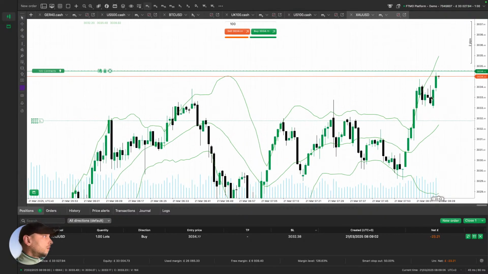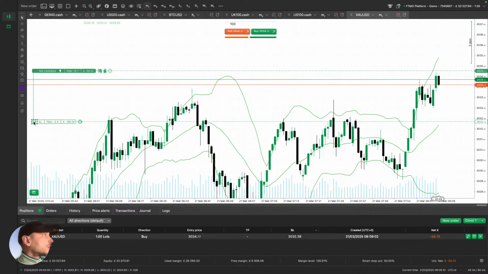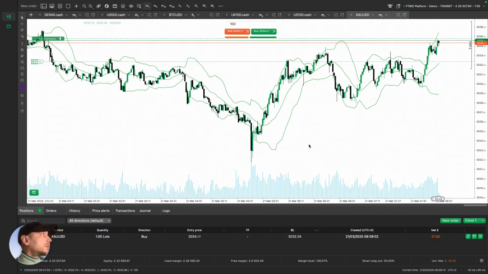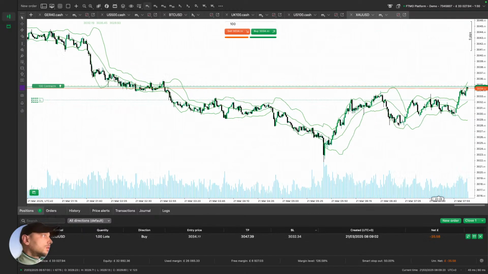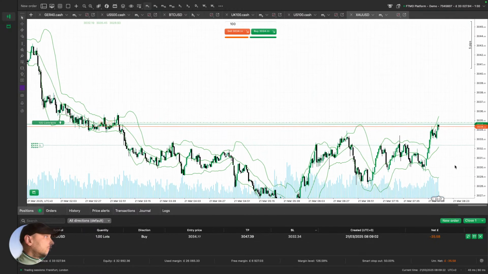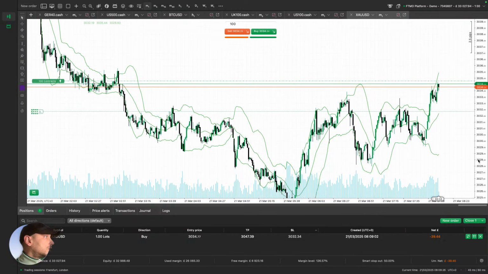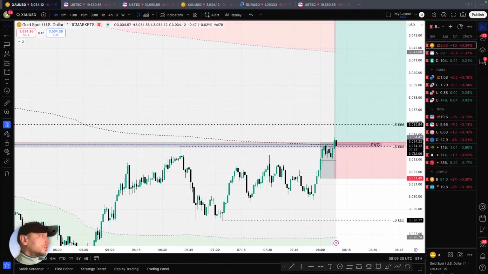If you want to jump in, guys, you can do it now. Stop loss just down here. As we said, take profits all the way here. We're not going to hold the whole move. Let's see how this is going to play out.